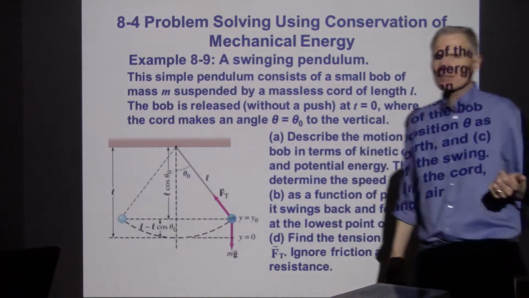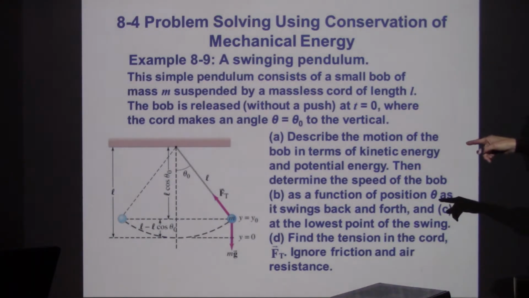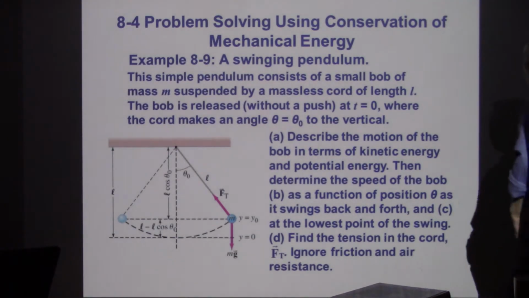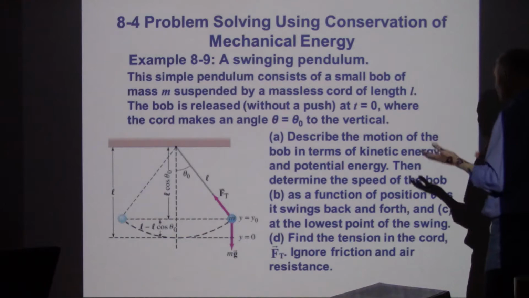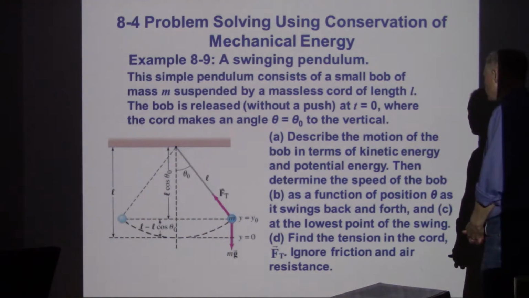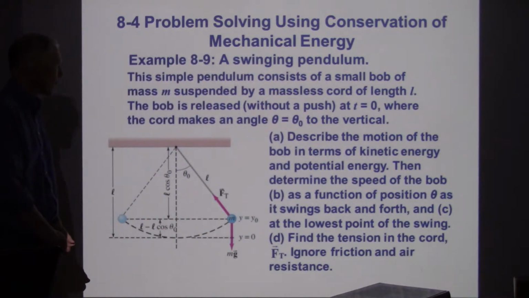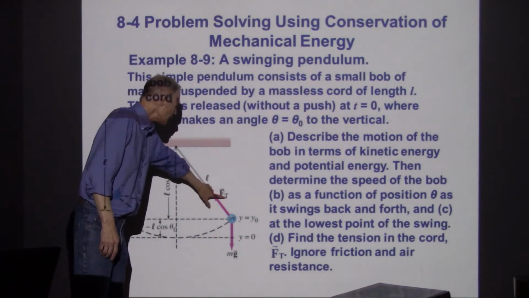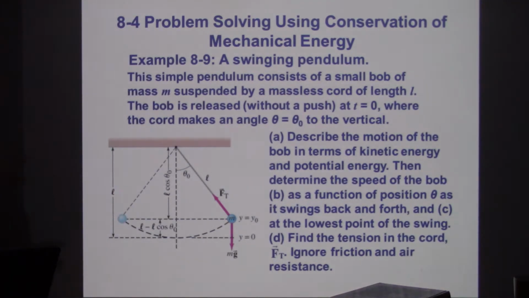So the string actually is a little shorter than L, because what we're assuming here with L is keeping track of the distance out to the center of mass. So it says describe the motion in terms of kinetic energy and potential energy, and then find the speed of the pendulum, of the bob, as a function of position, and then also, by the way, come back and calculate how much tension there is at different locations. So that's a lot, right, that they want us to do. Let's see if we can get that.